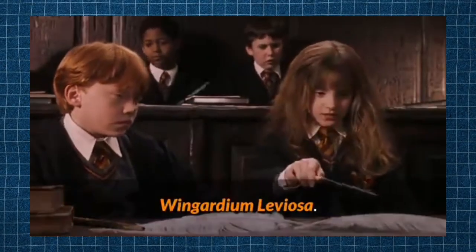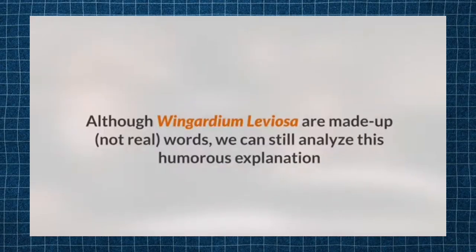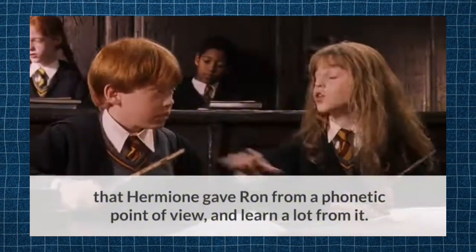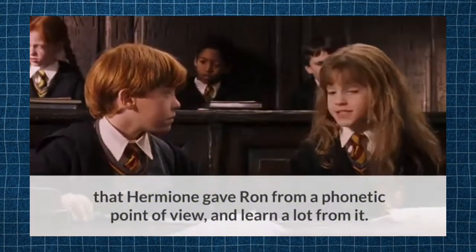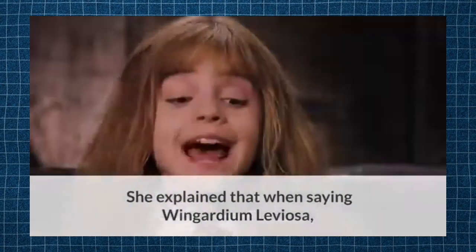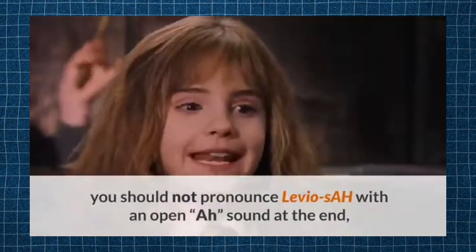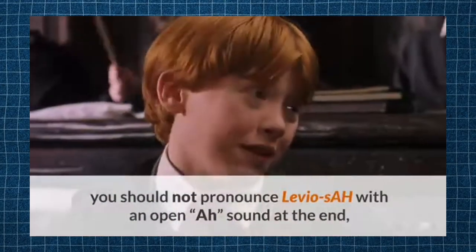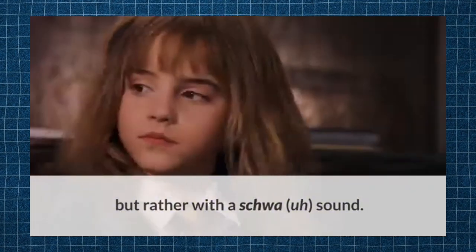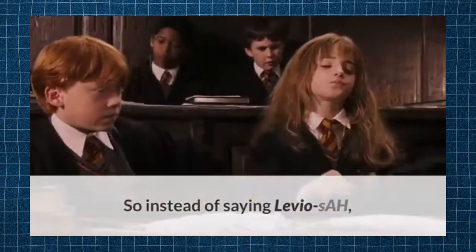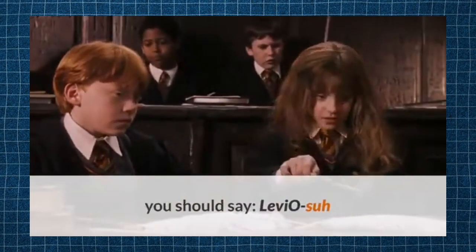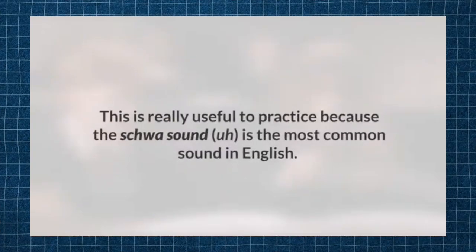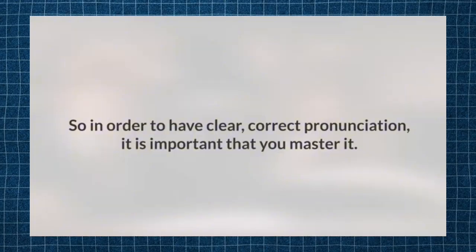Wingardium Leviosa. Although Wingardium Leviosa are made-up words, we can still analyze this humorous explanation that Hermione gave Ron from a phonetic point of view and learn a lot from it. She explained that when saying Wingardium Leviosa, you should not pronounce Leviosa with an open ah sound at the end, but rather with a schwa sound. So instead of saying Leviosa, you should say Leviosa. This is really useful to practice because the schwa sound is the most common sound in English. So in order to have clear, correct pronunciation, it is important that you master it.